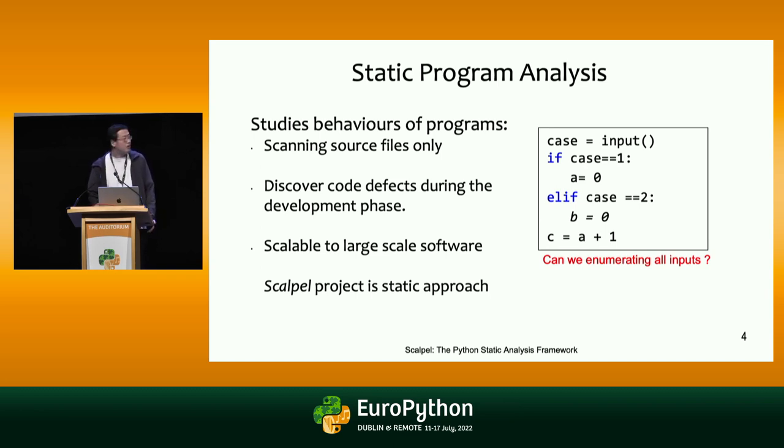Here is an example code. We have a case variable, and it takes its value from input. If the case is 1, then we initialize a variable named A, and if the case is 2, then we initialize a variable B. Finally, we add one to the variable A and assign it to C. If you remember the conditional statement here, if the case is 2, do we have a problem here? Right, apparently, because A is not defined. So this is a name error. A name error is the example I'm going to use for this talk.